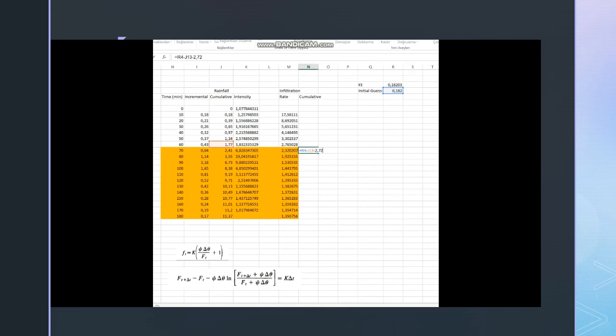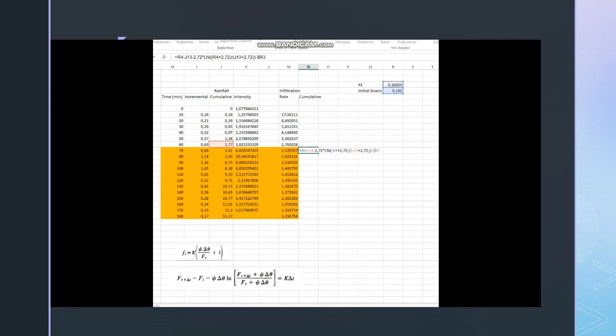It is 2.72, phi delta theta, multiplied by the natural logarithm, make a parenthesis, another parenthesis, my further infiltration is my initial guess, plus phi delta theta, which is 2.72, parenthesis over, make another parenthesis, my previous cumulative infiltration is 177 plus 2.72, okay, double parenthesis close, minus, so I will bring this K delta T over here, so I will make the right hand side 0.